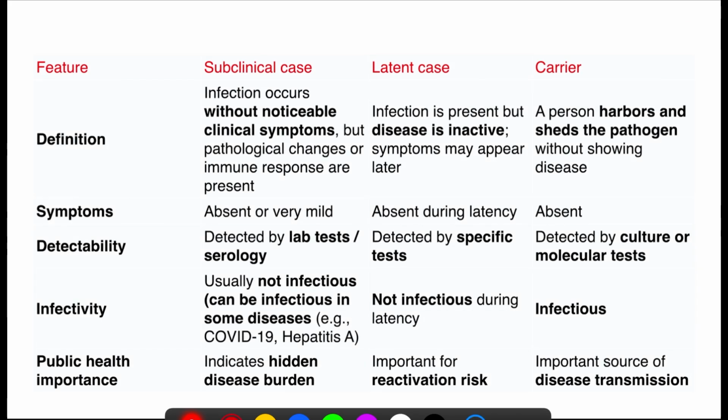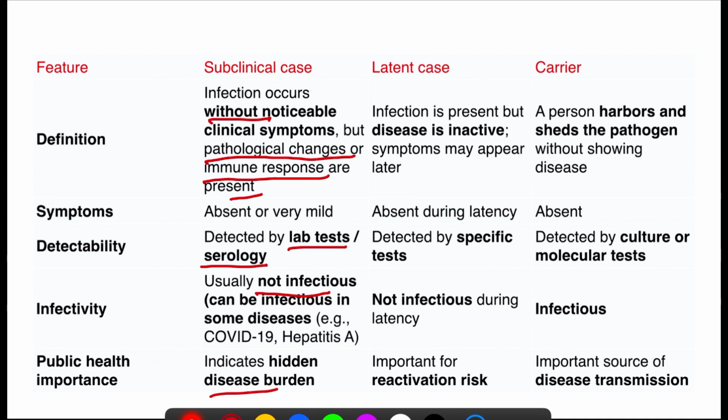What is the difference between a subclinical case, a latent case, and a carrier? In a subclinical case, although the infection occurs in a person, there are no noticeable signs and symptoms, but the pathological changes or immune responses are present. Either the patient does not show any signs and symptoms or they are very mild. Subclinical cases can only be detected by lab tests or serology, and they are usually not infectious but may be infectious in some diseases. So it indicates the hidden disease burden.